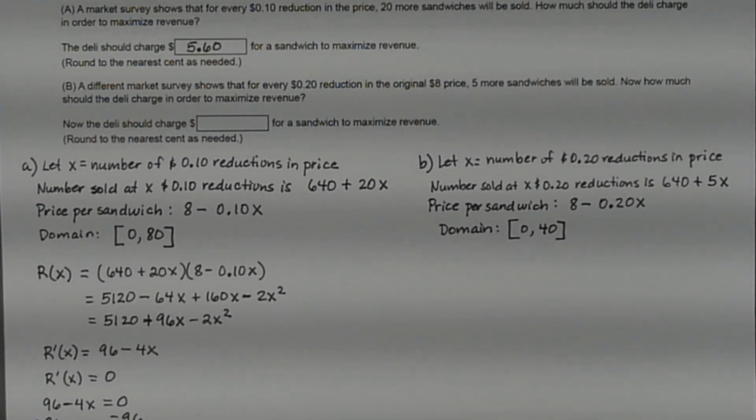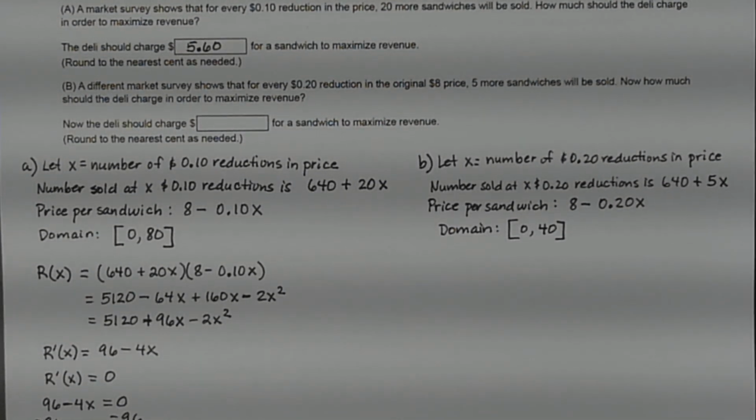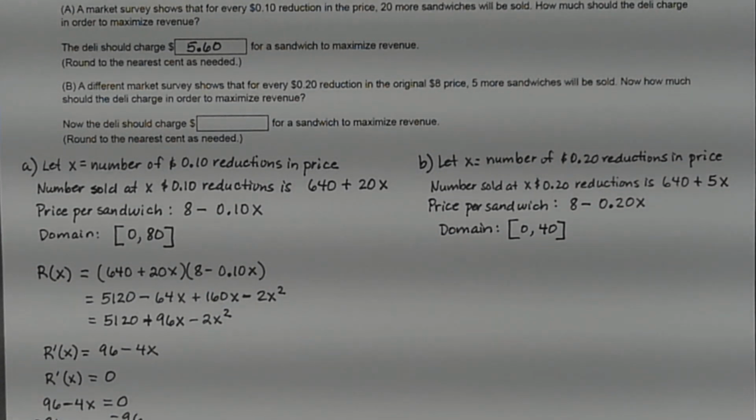So if it's bigger than 40, that means that the price would end up being negative per sandwich, which we can't have.